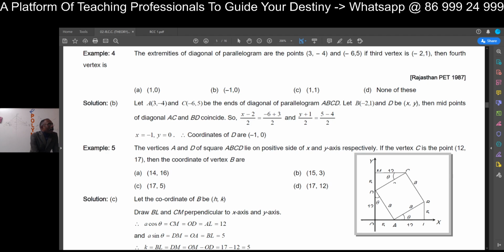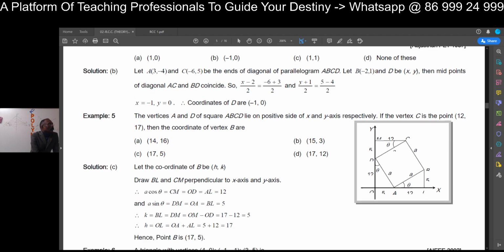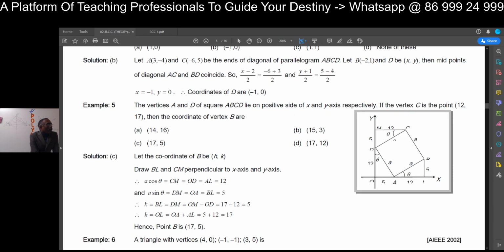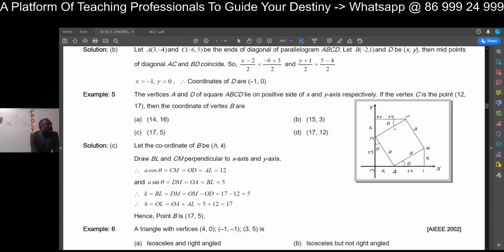Next, if the vertices A and D of a square ABCD lie on the positive side of the x and y axis respectively, and the vertex C is the point (12, 7), the coordinates of B are. See here, this is not straight away related to the distance formula. We'll be discussing that after learning the next concepts.